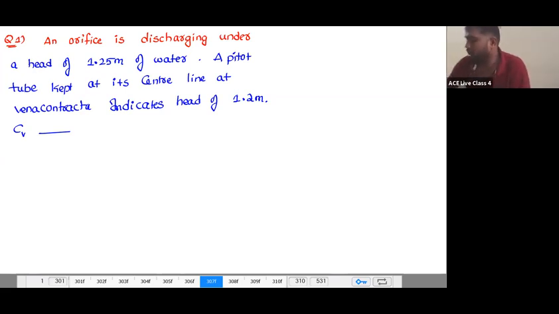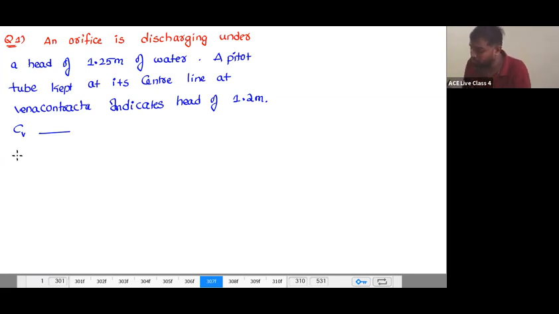So, an orifice is discharging. Anyone is going? Are there any college goers here? An orifice is discharging under a head. Okay, some people are there, the college goers. So I cannot extend the class.